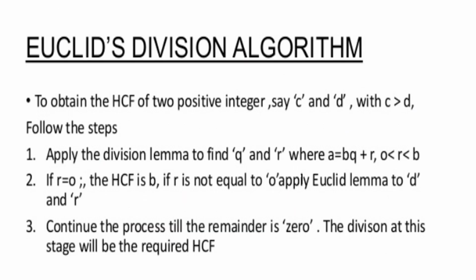So let's observe what Euclid's division algorithm is. It is used to obtain the HCF of two positive integers. We'll be following all the steps to find the HCF of two positive numbers. It's called an algorithm because it has a step-by-step procedure for finding the HCF of two numbers. Let's go ahead and apply this algorithm to a particular question to find the HCF of two numbers.